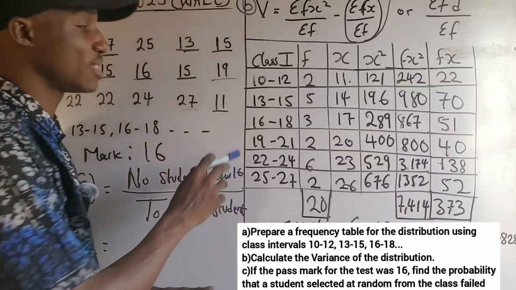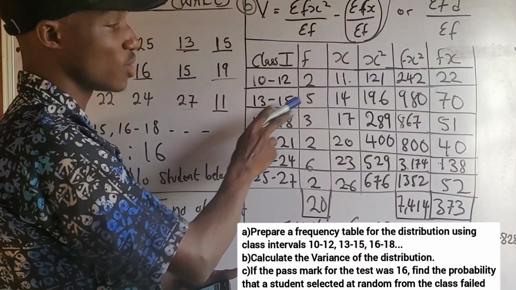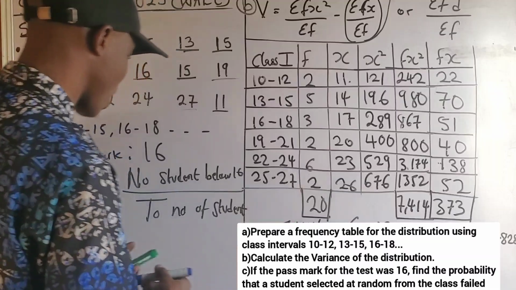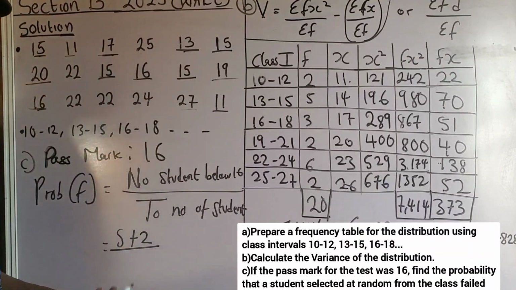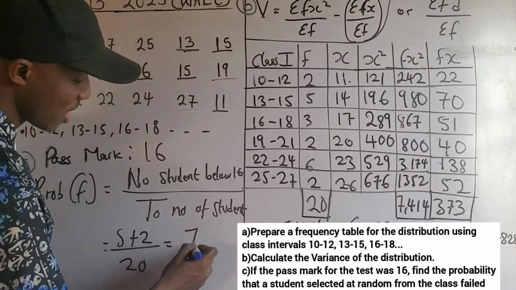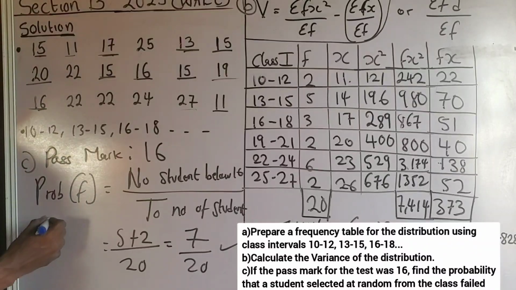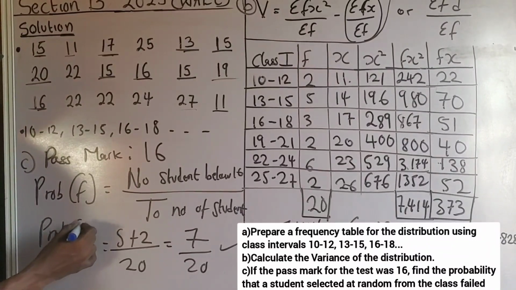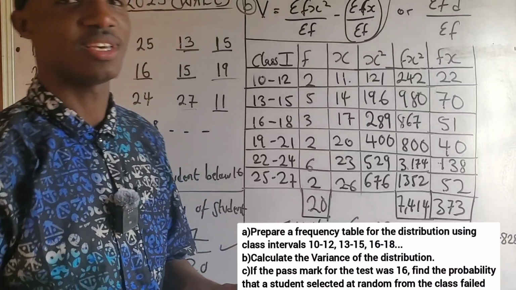Now, you know that this is 16 to 18. The number of students that score below 16 is what? 5 plus 2. You understand? So I'm going to have 5 plus 2 all over the total number of students, which is 20. So the probability is 7 all over 20. That is the final answer. Do you understand?